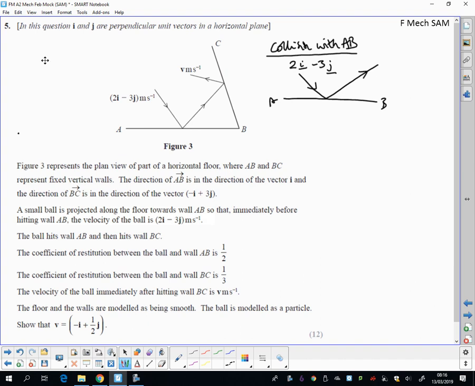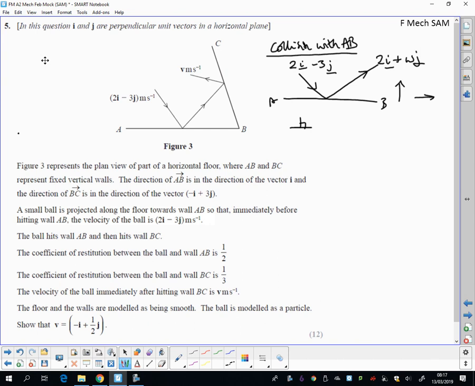Now what we know is parallel to the wall there will be no change in the velocity in that direction, so we can just fill that bit in straight away. So that's going to be 2I, and then if I just call this WJ for now, let's find out what that is. As this wall's in the I direction, the J direction is that way, so that's perpendicular to the wall.